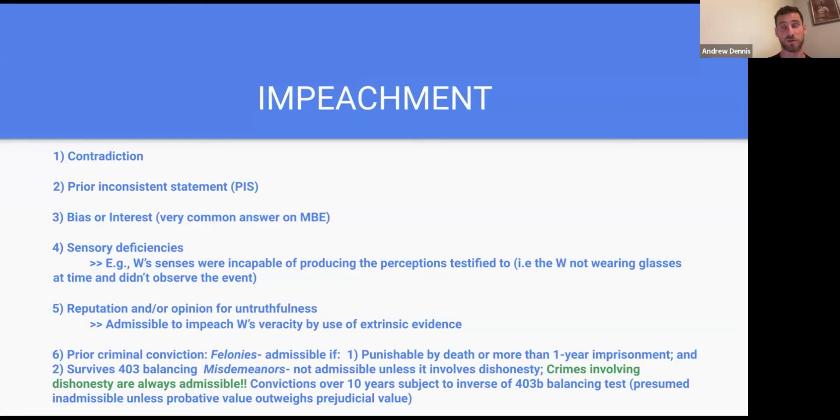That's also a distinction from Florida and other states, but under federal law today, convictions over 10 years are presumed not to come in, but they can come in if the judge determines that there's probative value to it that outweighs its prejudicial value.